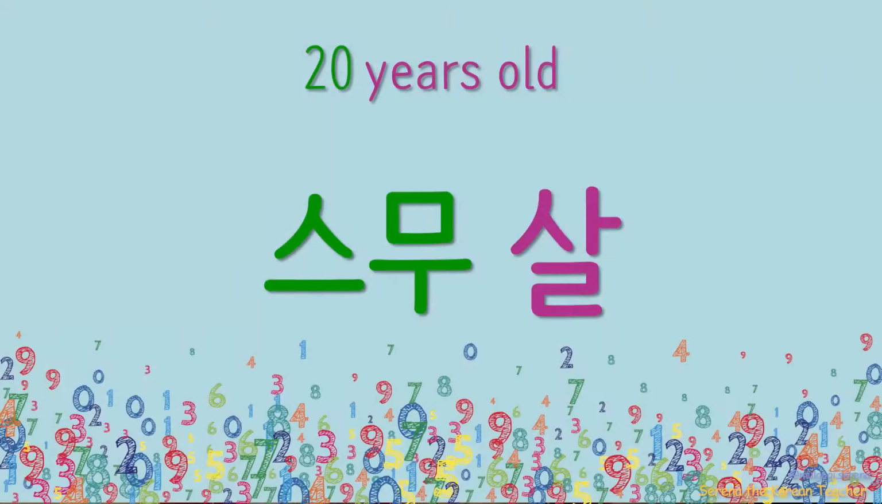11살, 12살, 13살, 14살, 15살, 16살, 17살, 18살, 19살. What did I say earlier? Yes, 20 turns into 스무, so 스무 살. Everything else is exactly the same. So what you need to remember is that the number changes with a counter.